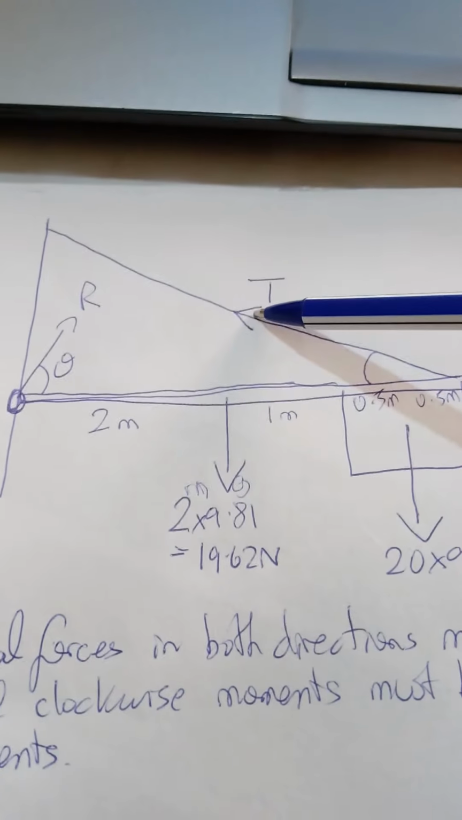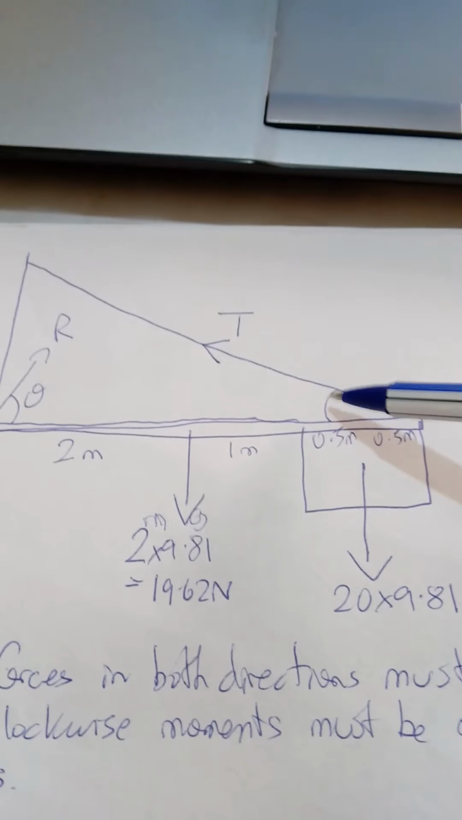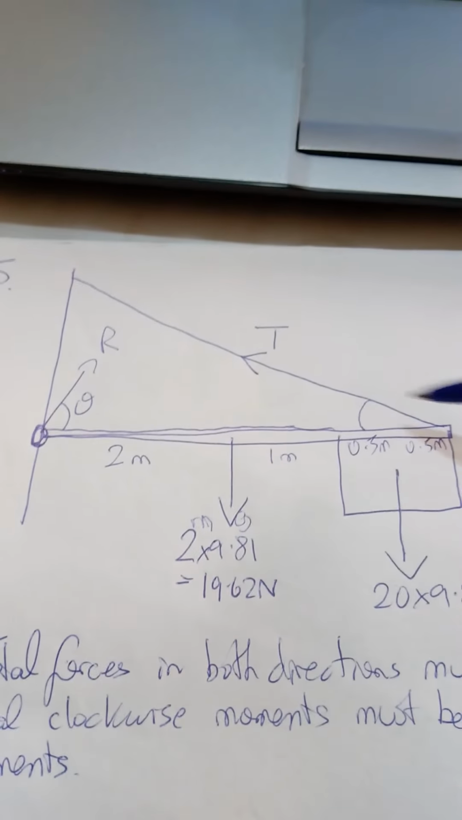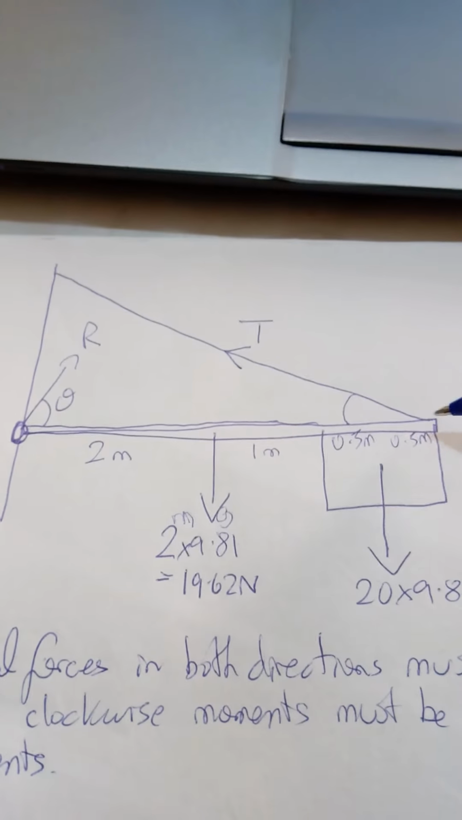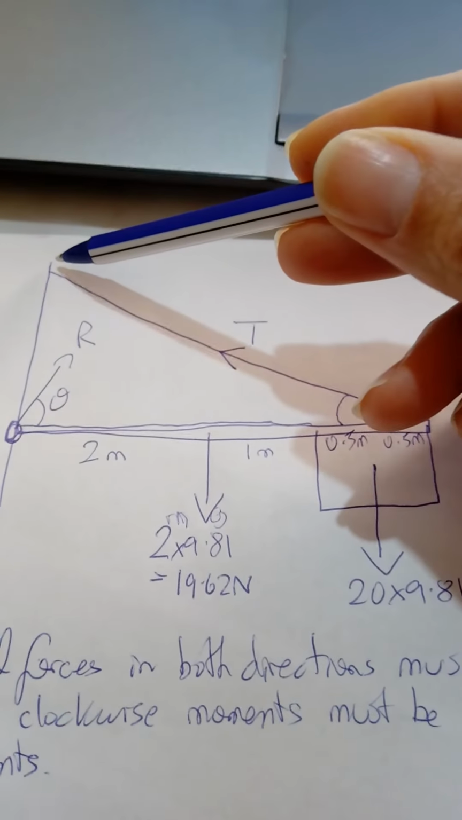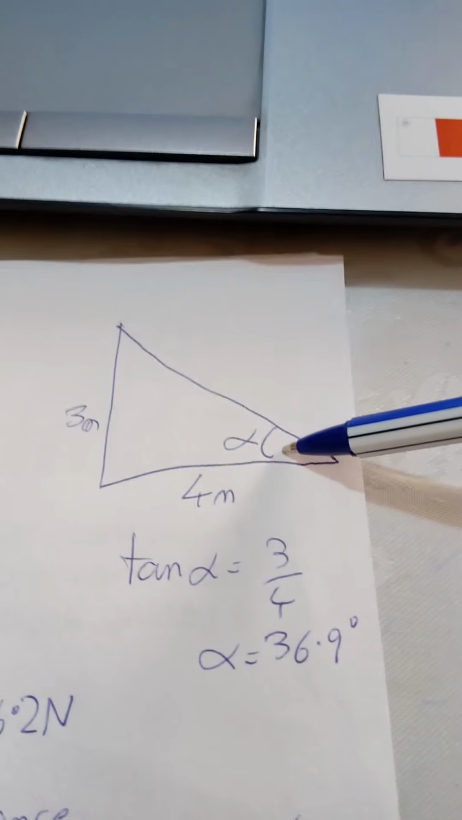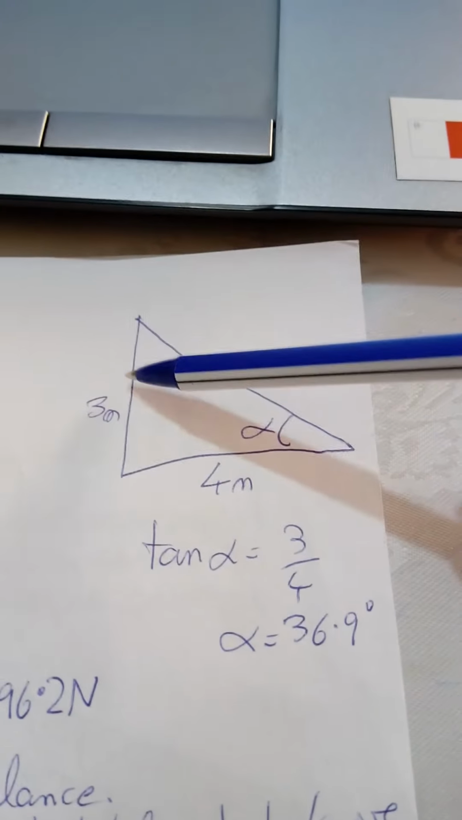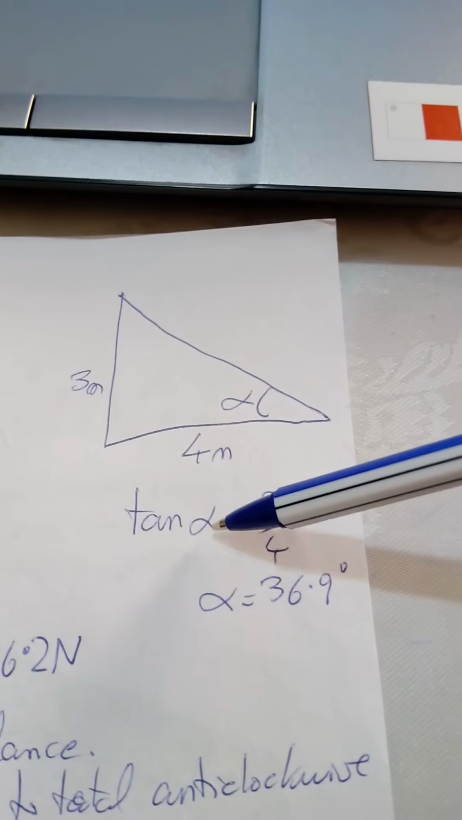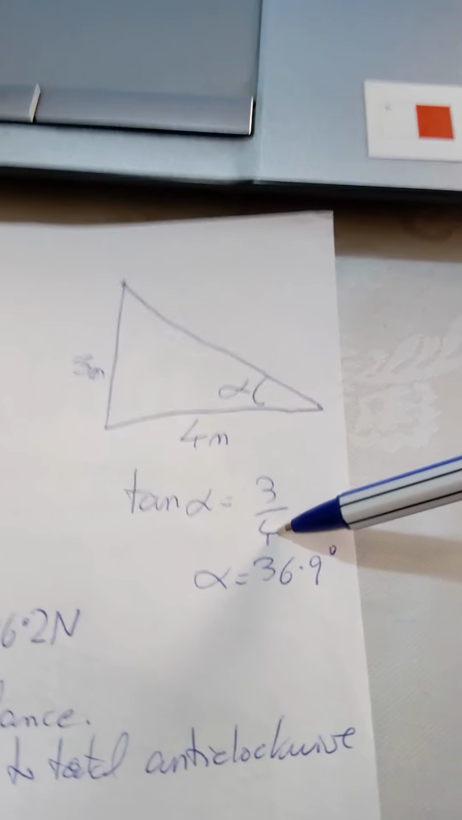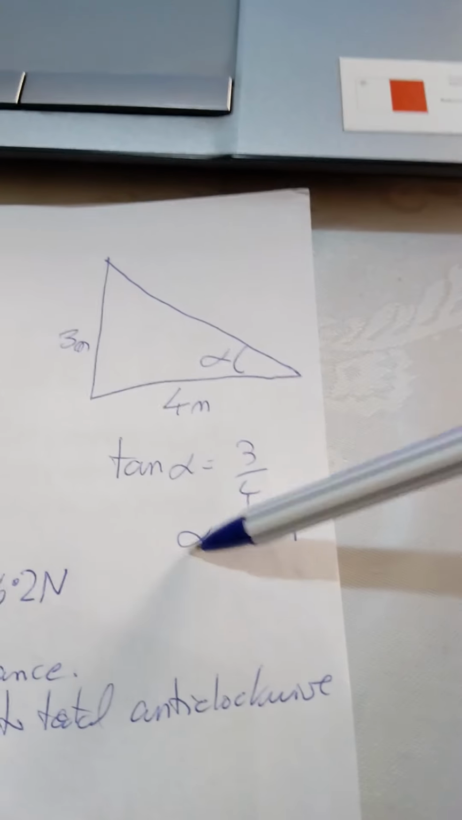Here we've got the tension. Tension is at an angle also. It's an angle which we don't know, but we can calculate it because we need it. So I'll draw this triangle at the side. This length here is 4 meters and this length here is 3 meters. And from there we can get the angle here, which I've called alpha. We've got the opposite and adjacent, so I'm going to use tangent alpha. Opposite over adjacent, so tan alpha is 3 on 4. Alpha will be 36.9 degrees.